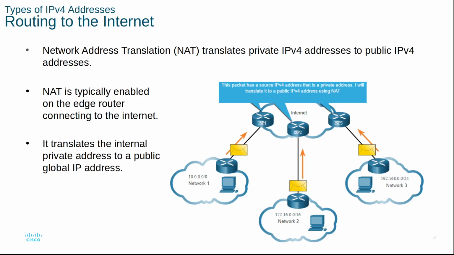So this is usually enabled on your edge router that's connecting you to the internet. It can translate IP addresses in a couple different ways. It can do a pool of IP addresses internally to a single address externally, which is how your home internet works. It could do a pool of internal addresses to a smaller pool of external addresses, or it could even do one-to-one translation for a single IP address internally to a single IP address externally.